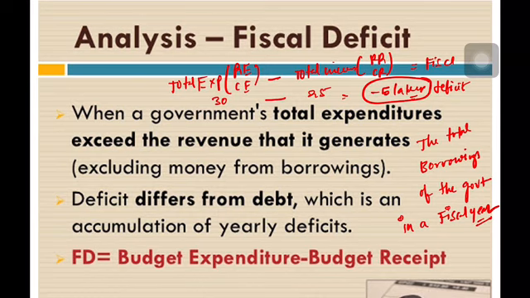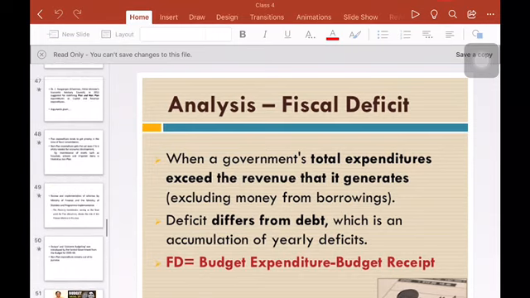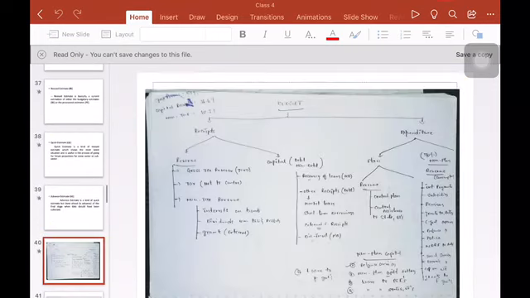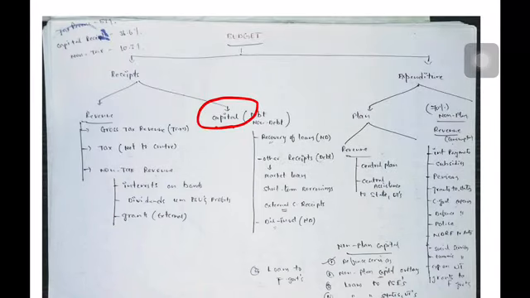When a government's total expenditure exceeds the revenue that it generates, excluding the money from borrowings, this you may not understand. I will tell you what that is. Here you see, this is called capital receipts. Here the government is also borrowing, right? Short-term borrowings, market loans. So fiscal deficit means this one and the other borrowings that the government can bring. This is also borrowing.